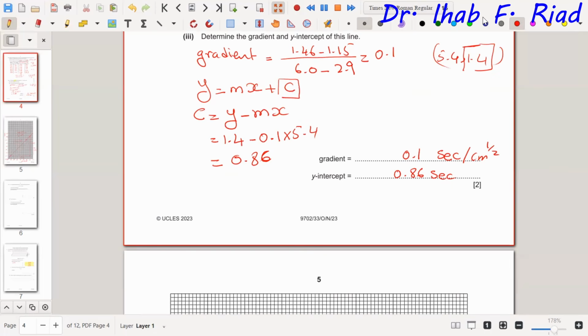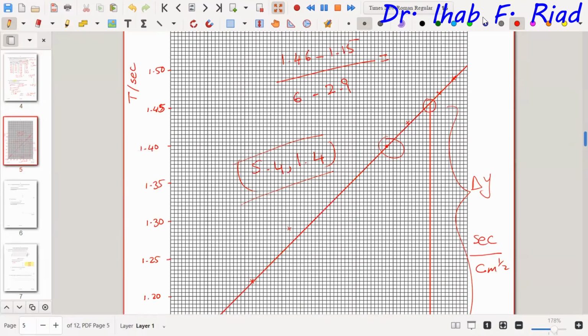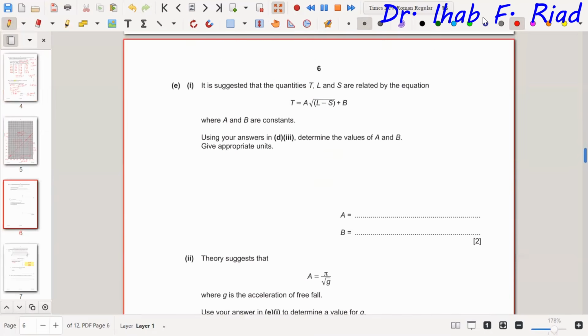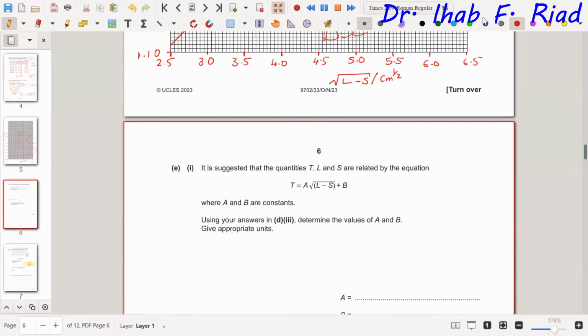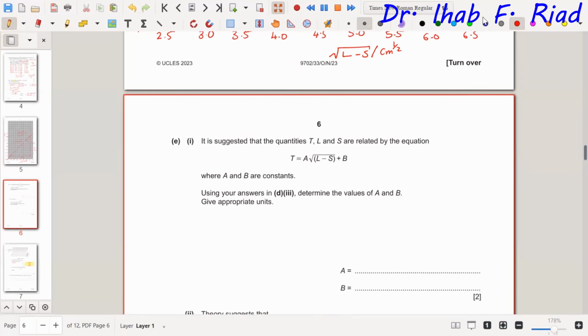Now he is telling us, go further. We are done with this part. It is suggested that the quantities T, L, and S are related by the equation. He gave us an equation where A and B are constants. Using your answer from before, determine the values of A and B. Give appropriate units. So how do we do that, Dean?